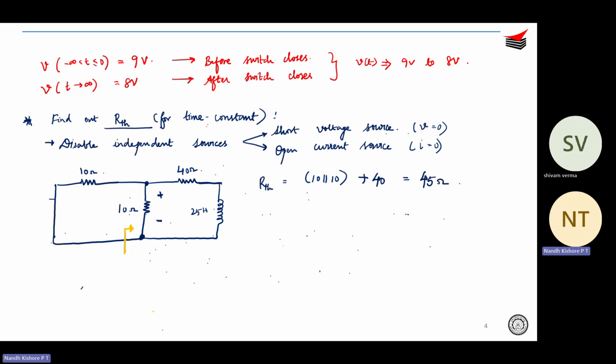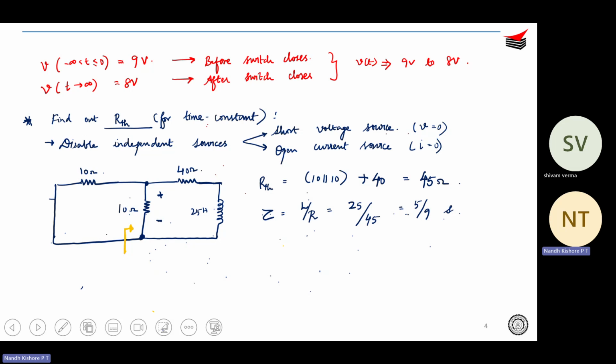This is your RThevenin. So what is your time constant? Time constant is L by R, which is 25 over 45, or you can write this as 5 by 9. Yeah, 5 by 9 seconds. This is your time constant. Okay, L by R. All right, so we have found out the time constant. So we now have all this information.